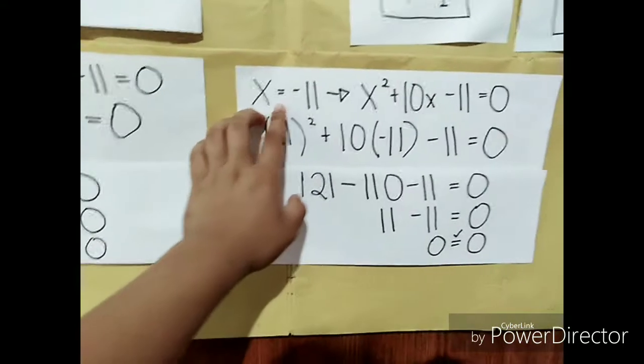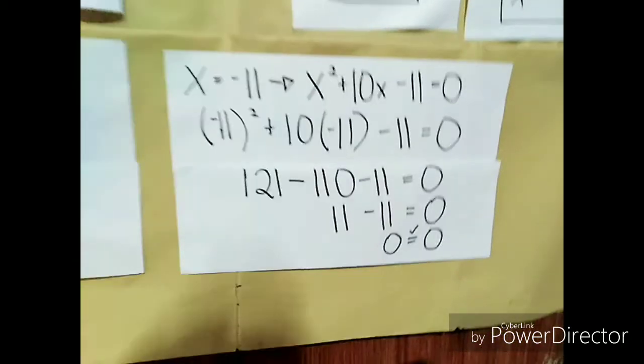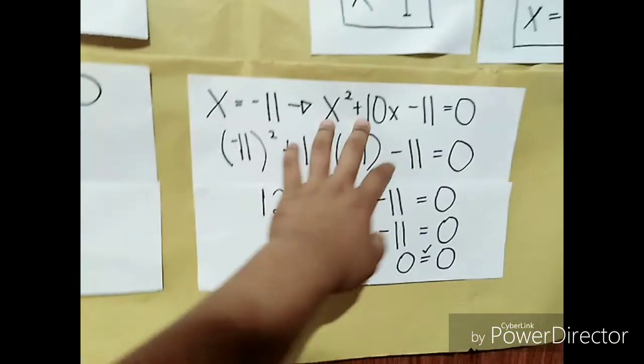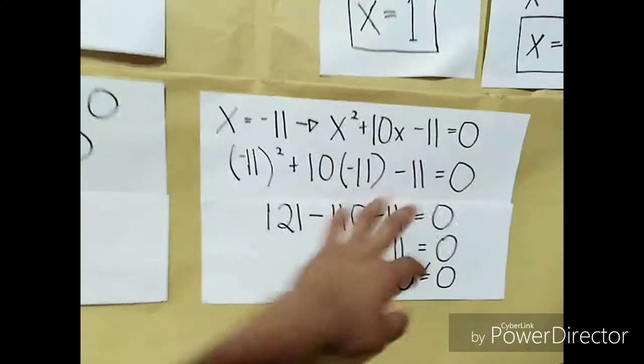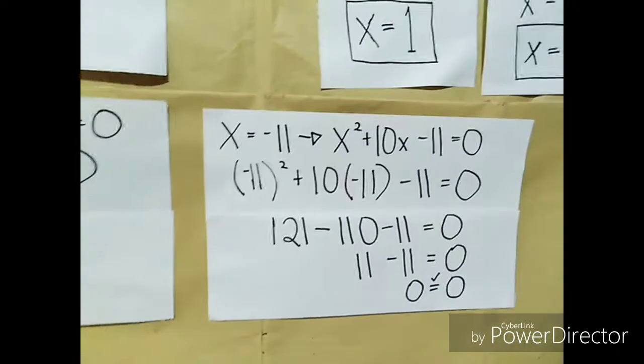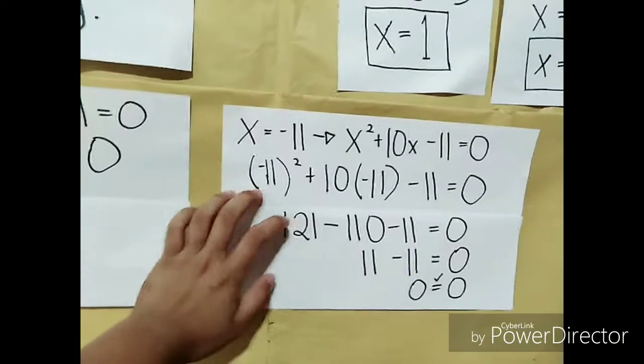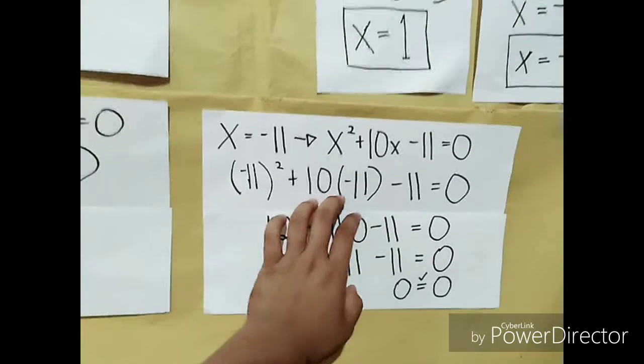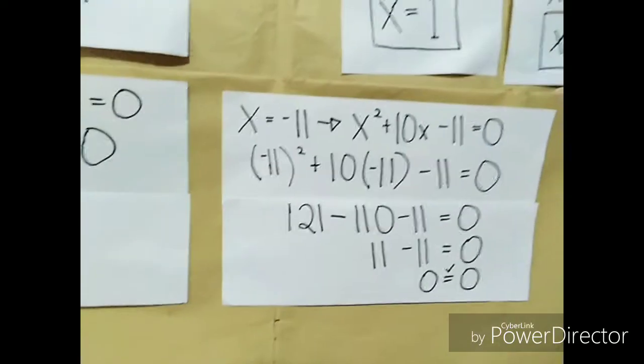Next, let's check x equals negative 11. The quadratic equation is x squared plus 10x minus 11 equals 0. So negative 11 squared plus 10 times negative 11 minus 11 equals 0.